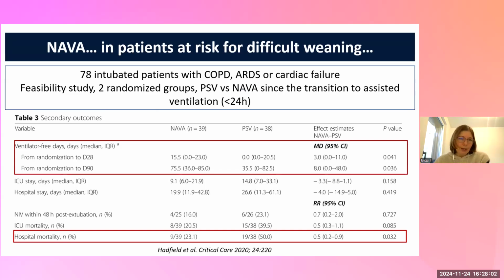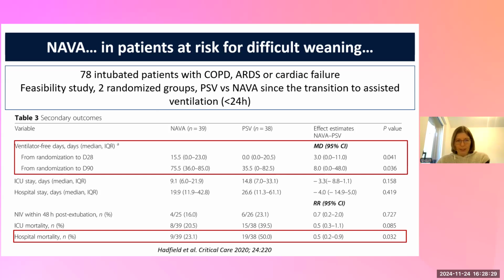Now, another study, which is a small study. It is a feasibility study that was done for a future big randomized controlled trial. This time we have 78 intubated patients who are at risk of being difficult to wean from mechanical ventilation. They are either COPD patients, patients with ARDS, or patients who have cardiac failure. Again, randomization between NAVA and pressure support ventilation.